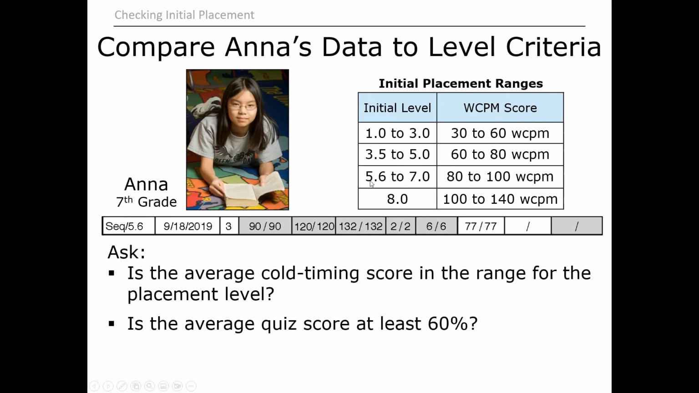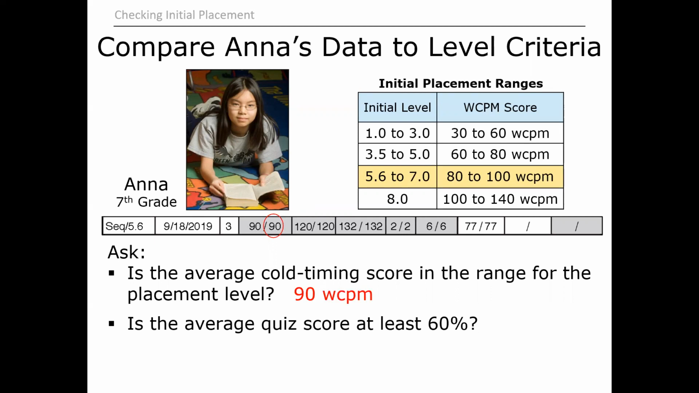So I need to know what the level is so I can see which range is appropriate for that level. Okay, so if Anna's working in level 5.6, her range is going to be 80 to 100. All right, so I then need to see what is her average cold timing score right now. It's 90. She's smack dab in the middle of that level.